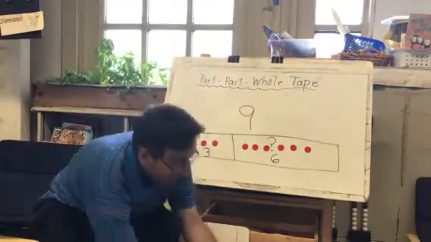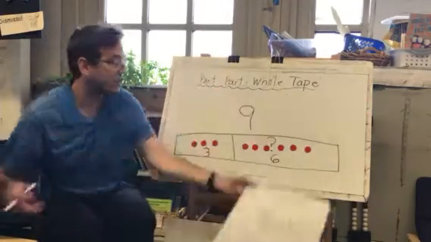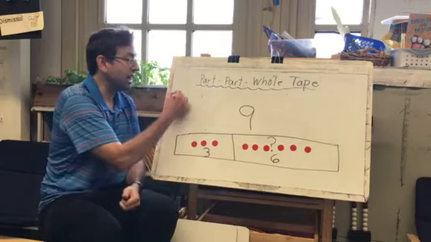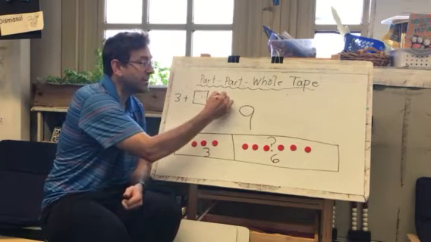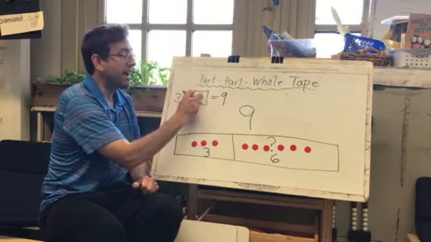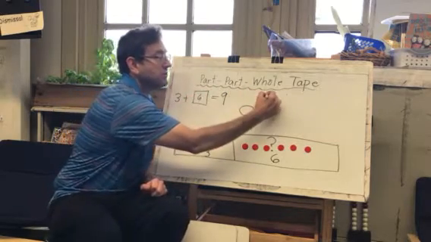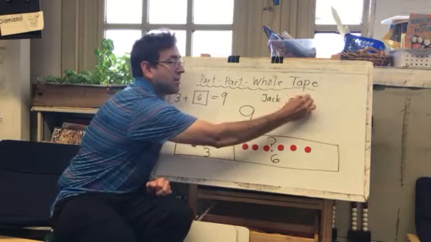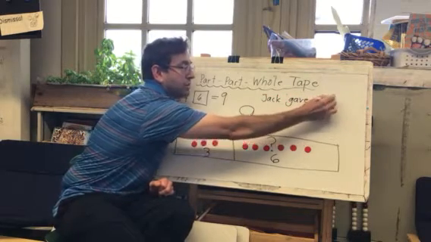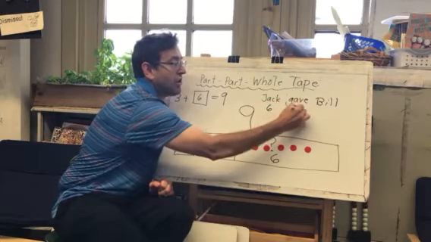And what's the last thing I have to do after I act it out? I gotta answer it. Okay, so Bill had 3 cookies. Jack gave him some more. Now he has 9. And I answered it. Jack gave Bill 6 cookies.